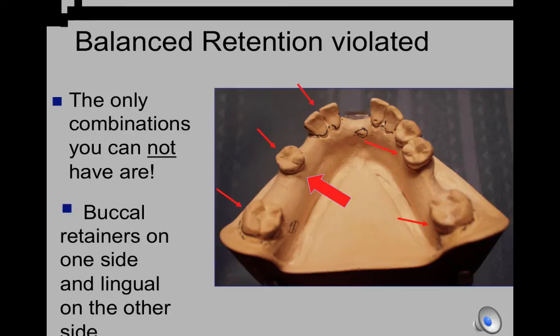The red arrows show the combination that also cannot be used. If you used buccal on the red side of the cast and lingual on the opposite side of the cast, that partial denture would want to dislodge itself in the direction of the red arrows. So you have to have buccal on opposite sides in order to achieve balanced retention. In this particular case on the class 3, 4 clasps are called for as far as the proper number of clasps.